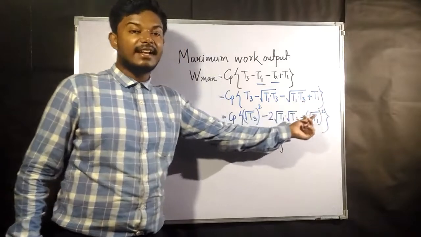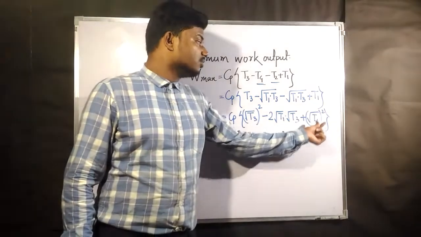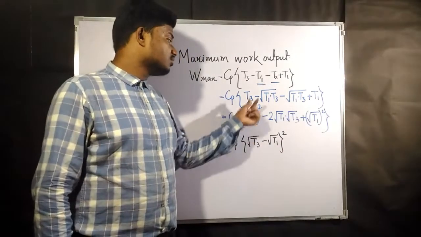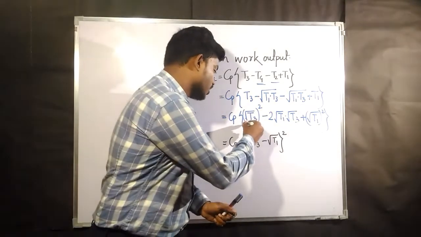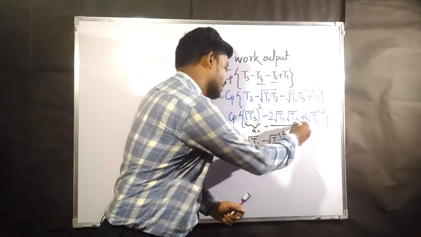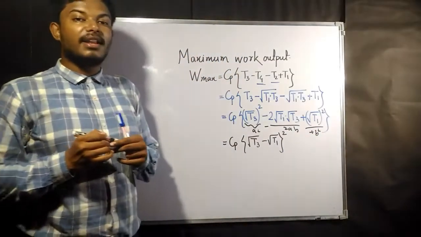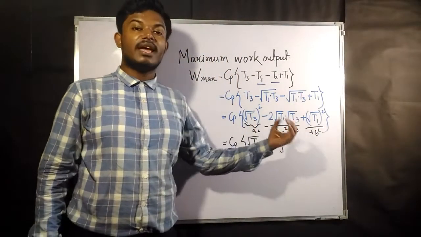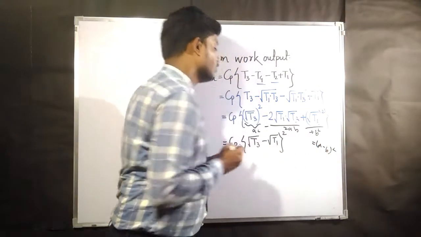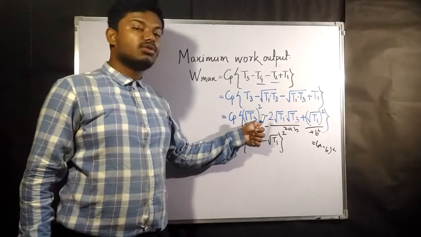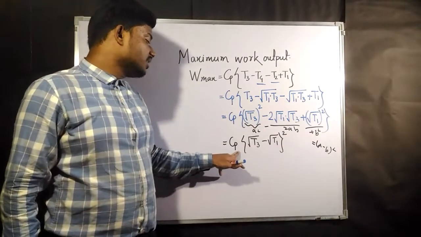And you can again rewrite this T1 as root over T1 whole square. Root over T1 whole square is going to give you T1 again, and root over T3 whole square is going to give you T3 again. So this is going to be the formula A square minus 2AB plus B square, which is the formula of A minus B whole square. Here A is nothing but root over T3 and B is root over T1.